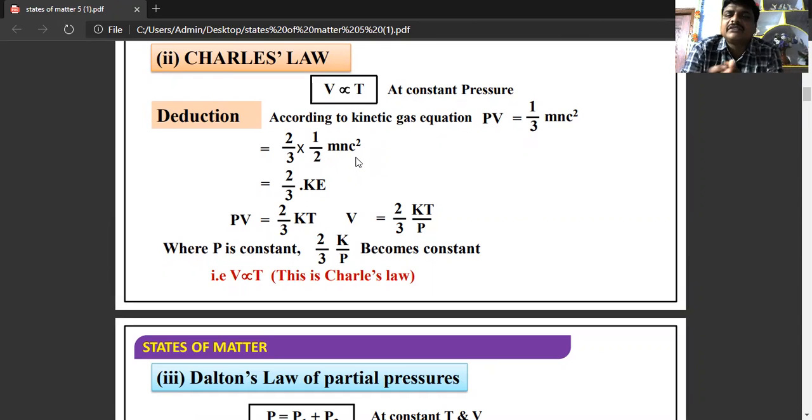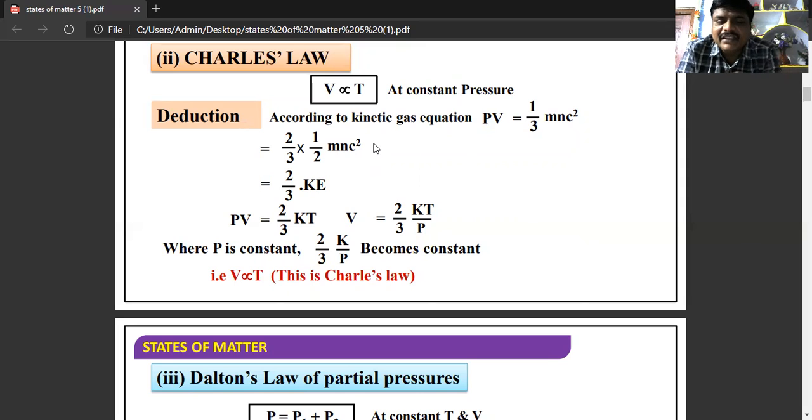Next one, Charles' law. At constant pressure, V is directly proportional to T. We have to prove that V is directly proportional to T using the kinetic gas equation. That is PV is equal to 1 by 3 mnc square. This 1 by 3, I am writing as 2 by 3 into half mnc square, or 2 by 3 KE. So PV is equal to 2 by 3 KE, KE means KT. So PV is equal to 2 by 3 KT.